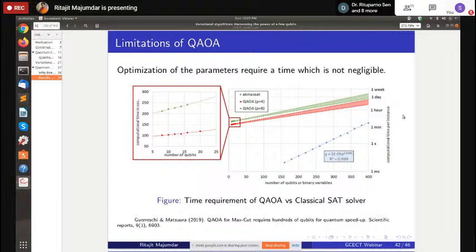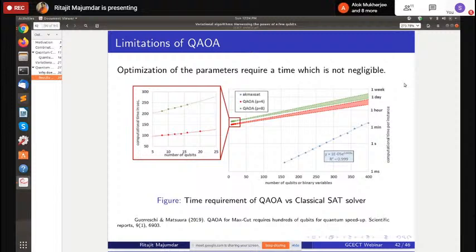And this blue line, on the other hand, is the classical SAT solver that is used by many researchers now who are working on optimization problems. So you see, this SAT solver requires much less time than this QAOA. And again, the only reason for that, this is for P equal to 8 and P equal to 4, these are very small values of P, but the optimization part itself takes up a huge time. And that is a huge limitation of QAOA.